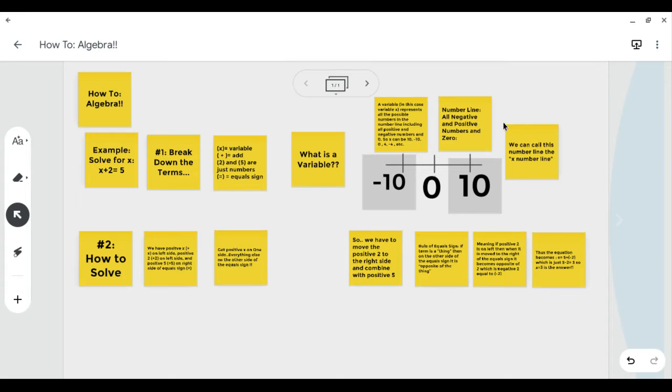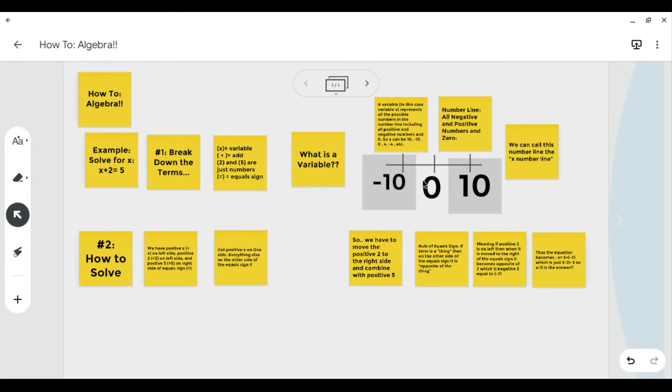So what's a variable? A variable is different than what you're used to seeing. You can think of a variable as a total number line. So I got 0 in the middle, positive numbers on this side, negative numbers on this side. I can call this the x number line, and this represents all the possible values I can put in for x.